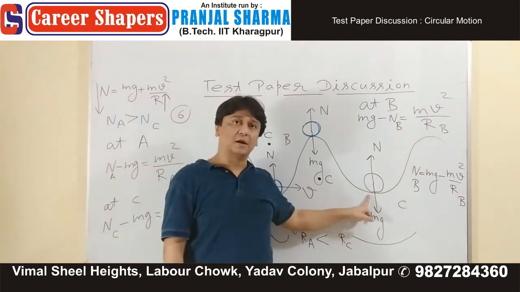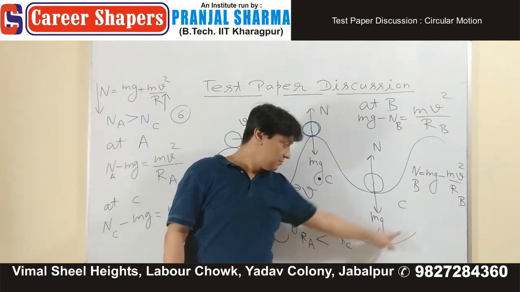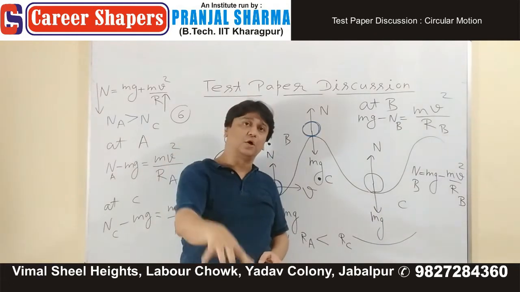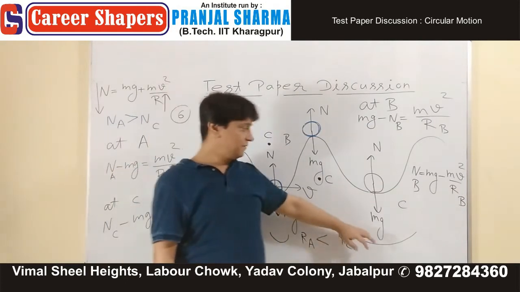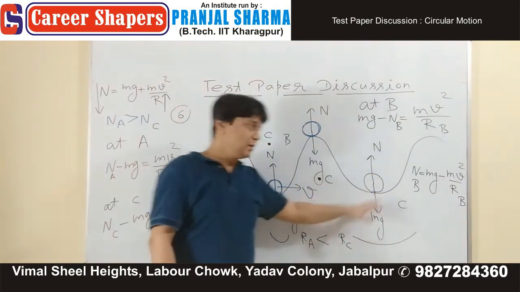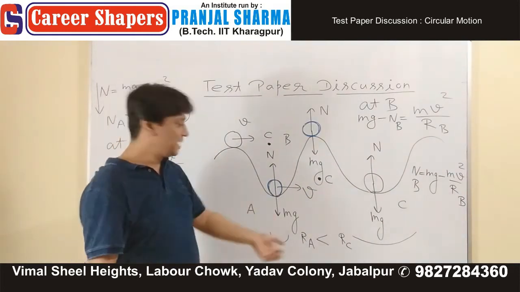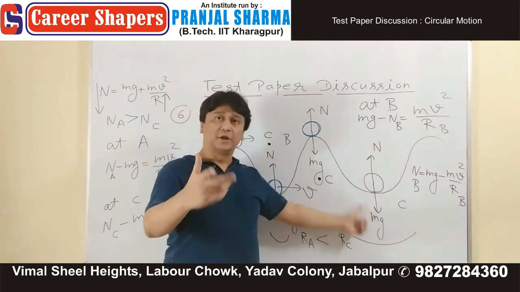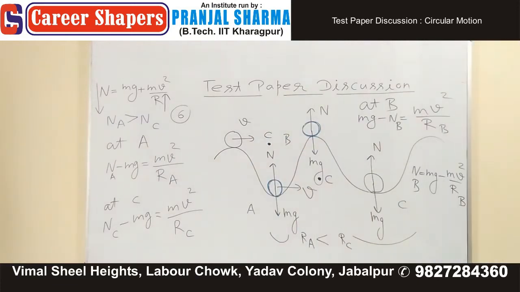v squared by r, but the r here is larger. If r is larger, then the centripetal acceleration will be less, being reciprocal of r in v squared by r. You're saying that the lift is going up with somewhat lesser acceleration as compared to this position, and therefore you can immediately compare between A and C, and you can say that at A normal reaction will be maximum.